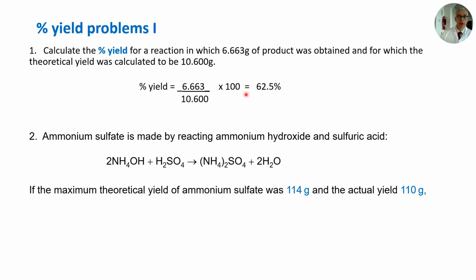Let's look at problem number 2. This time we're supplied with an equation. If the maximum theoretical yield of ammonium sulfate was 114 grams and the actual yield was 110 grams, calculate the percentage yield. Pause, do the calculation, come back.